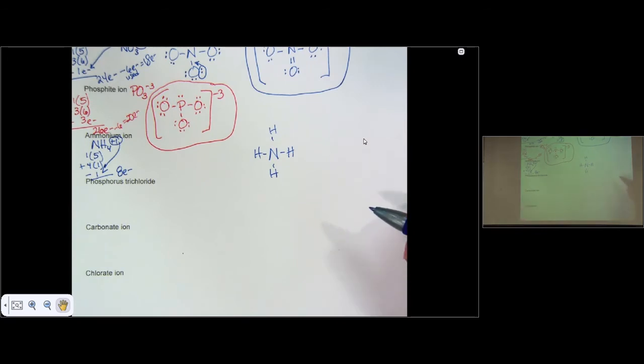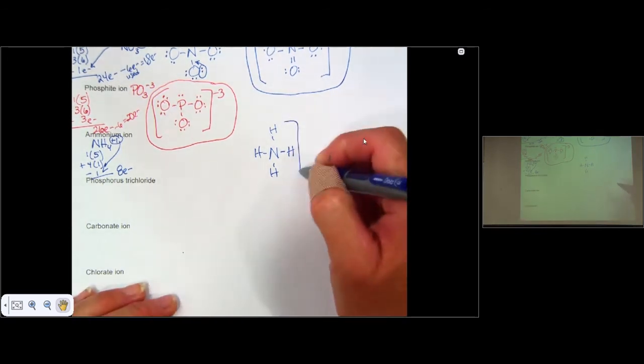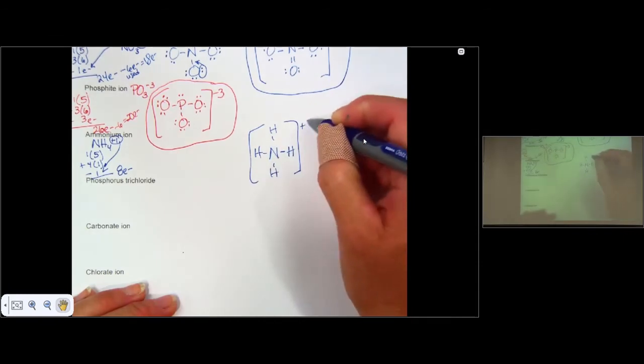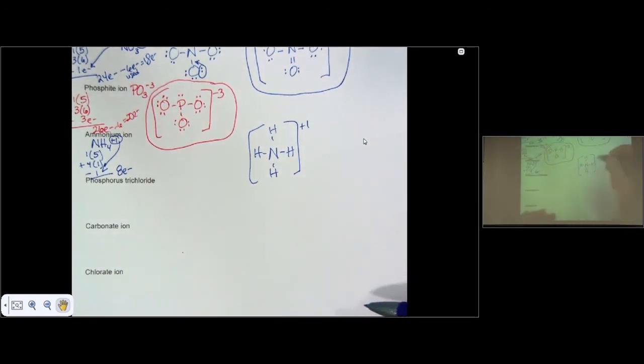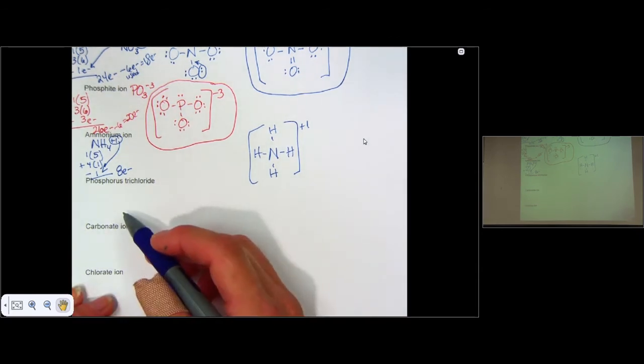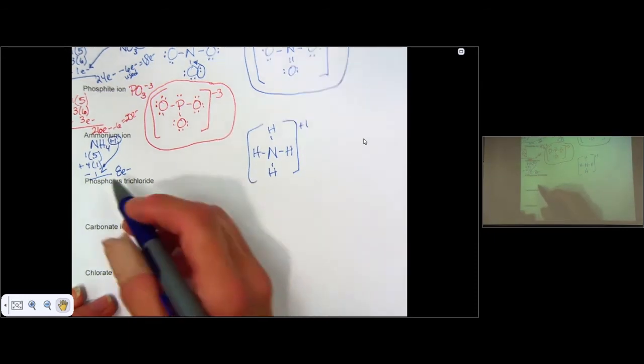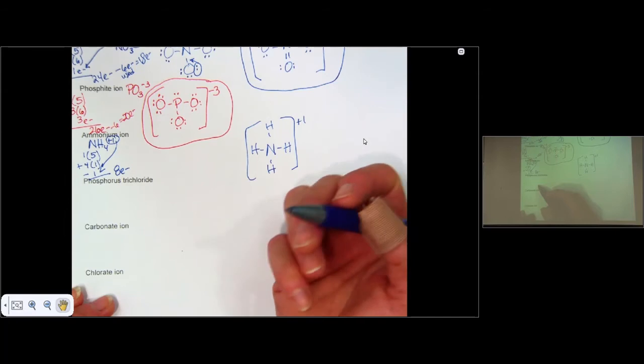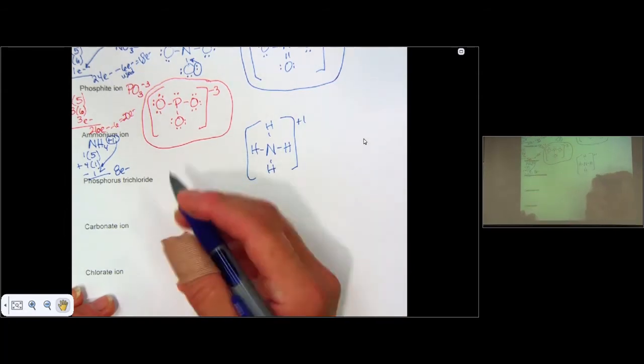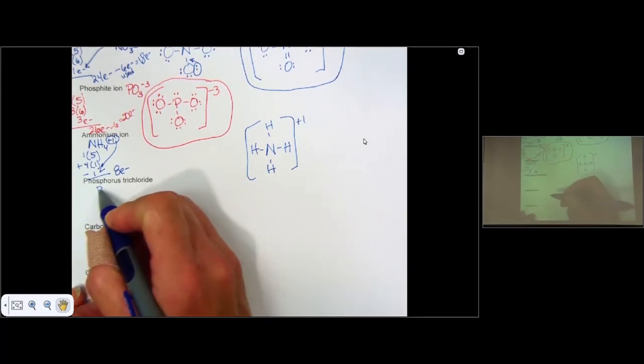Did that just take out 8? And then what do we do to finish it? Brackets +1. Yes or no? All right, phosphorus trichloride. That's a compound. That's not an ion. It's a compound. How do you know? Because it doesn't say ion. It's a molecular compound.